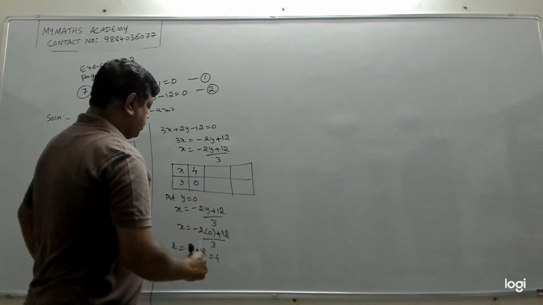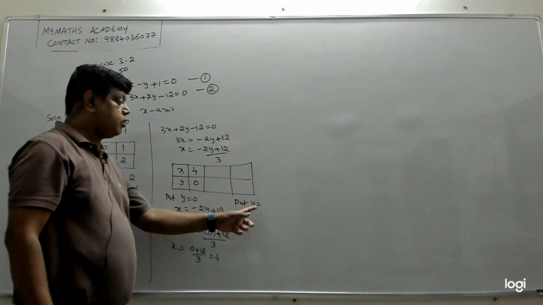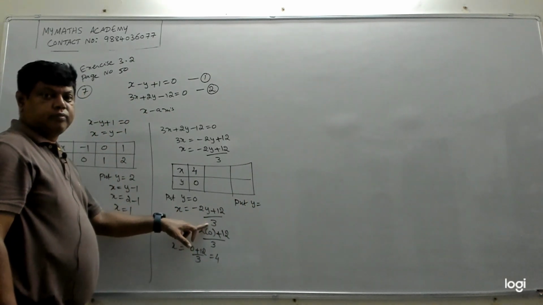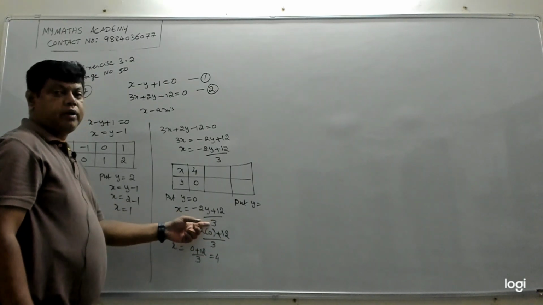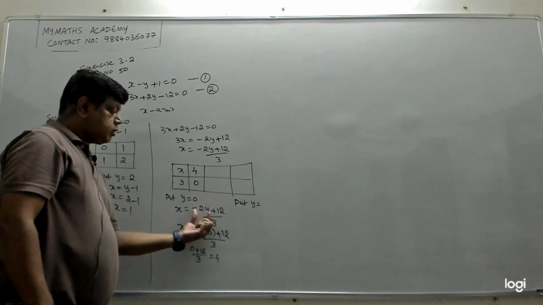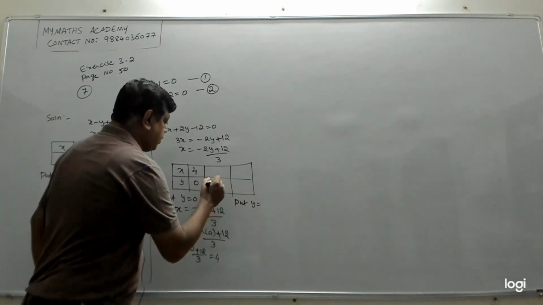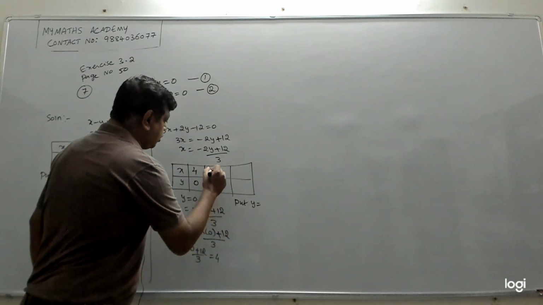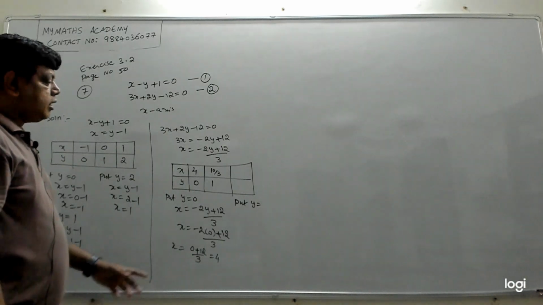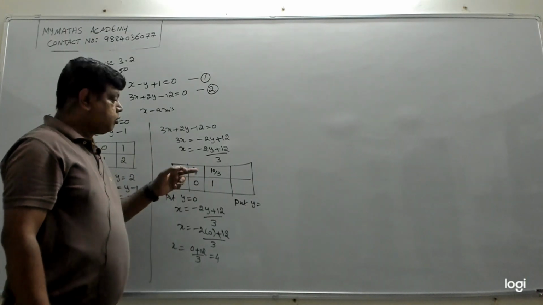Correct? Now let's put the next value. What value should we put for y? You cannot put y equal to 1 again here, because whenever you see a denominator in this, if you put y is equal to 1, then it will become minus 2 into 1 is minus 2 plus 12 is 10. You'll get 10 by 3 as x. But this is a fraction, so we should avoid x becoming a fraction. Both the values should be whole numbers.